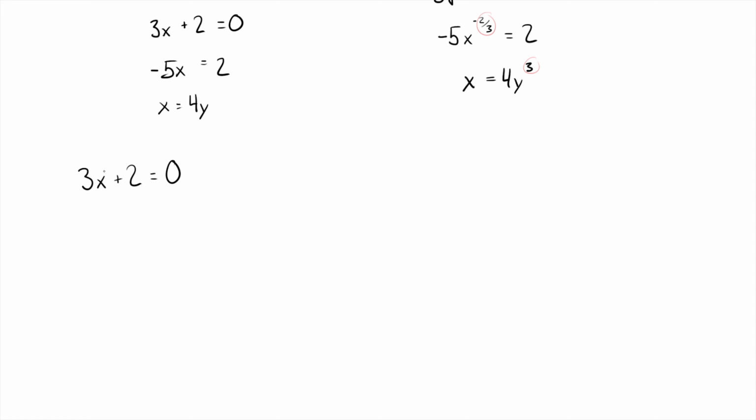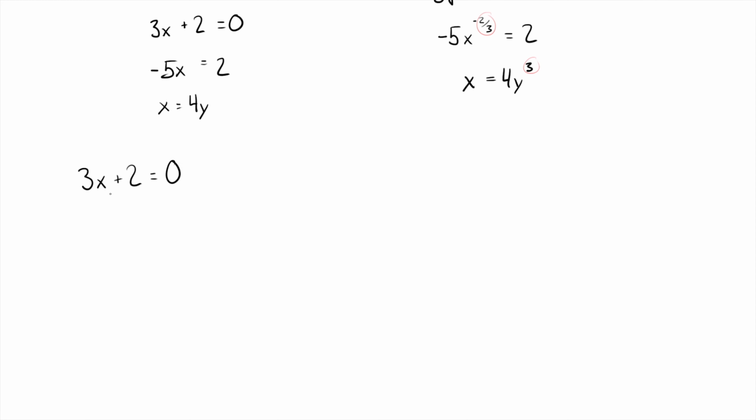Well, if I put 0, 3 times 0 is 0, 0 plus 2 is 2, 2 obviously doesn't equal 0, so 0 doesn't work. Okay, let's try 1. If I put in 1, I get 3 times 1, which is 3, 3 plus 2 is 5, 5 obviously doesn't equal 0, so it's not 1.